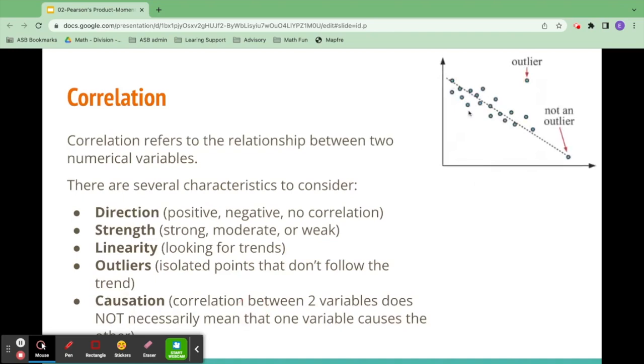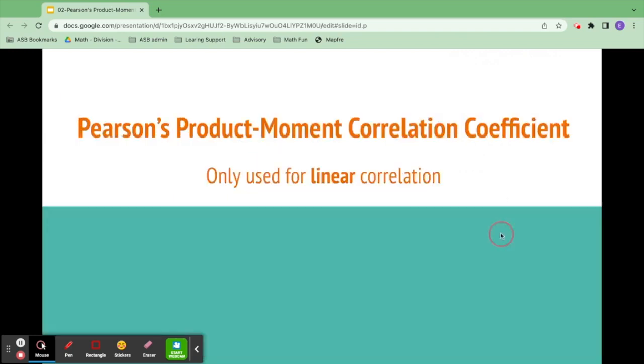So here we have a little representation of our outliers. If we have our line of best fit, which we're going to talk about in a few minutes, and we have a point which doesn't follow the general trend, then we're going to call this one an outlier.